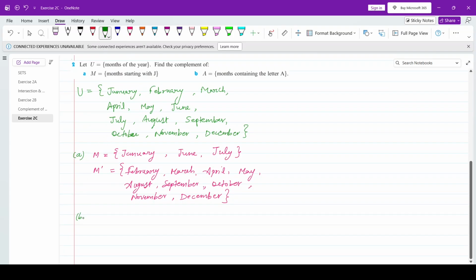Now part B says set A contains months containing the letter A. So what are the months that contain letter A? January contains, yes. February contains, March contains, April contains, May contains, June does not, July does not, August contains, September does not, October does not, November does not, and December does not. So these are the months that contain letter A in them.